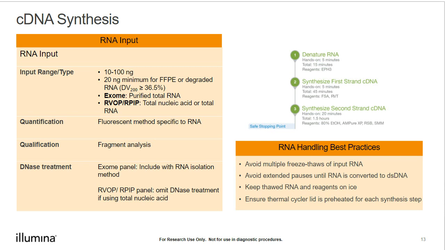The table on the right lists some RNA handling best practices. We want to avoid multiple freeze thaws of that RNA input, and then avoid extended pauses until your RNA is converted to double-stranded DNA. We want to keep the thawed RNA and reagents on ice while we're doing the library prep, and then ensure the thermocycler lid is preheated for each synthesis step.